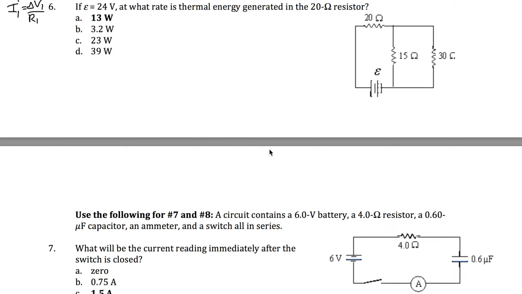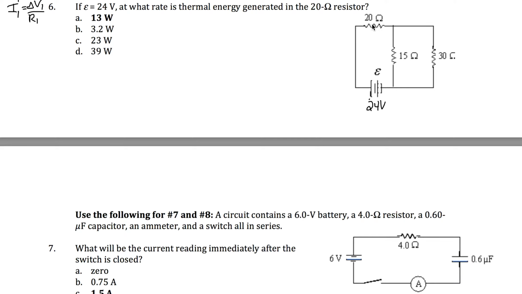Let's keep going with the chapter 20 practice problems. Let's do number 6. So we have 24 volts here. And at what rate is thermal energy generated in the 20 ohm resistor? So what we're looking for is power. Thermal energy is heat. At what rate is heat dissipated through this resistor?